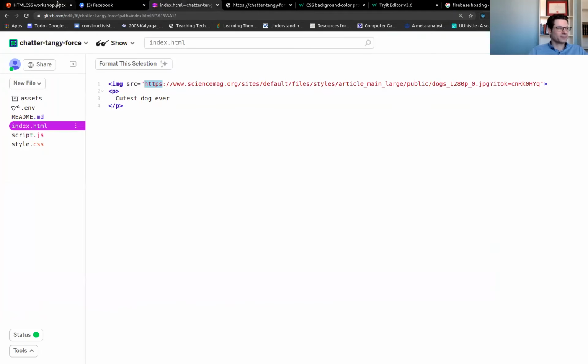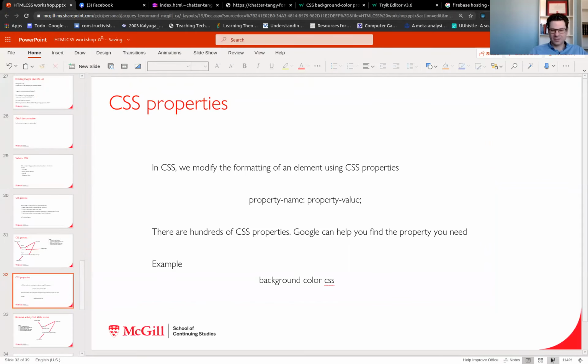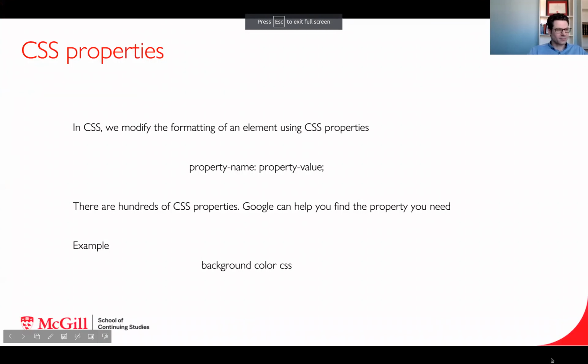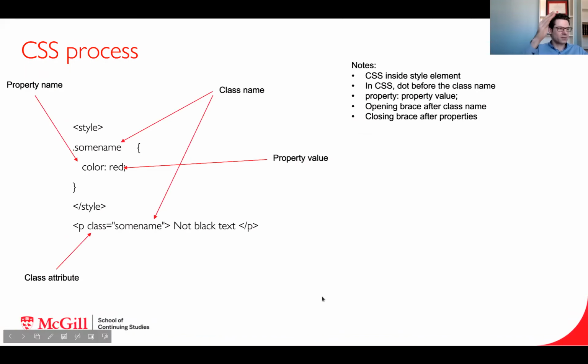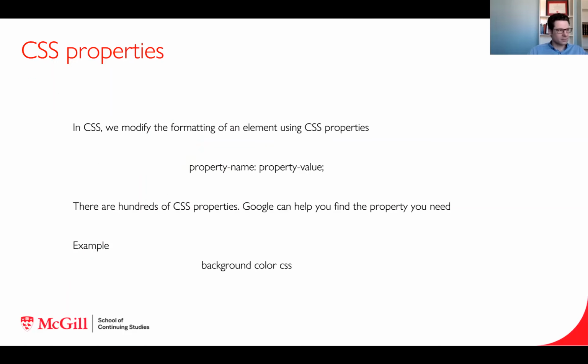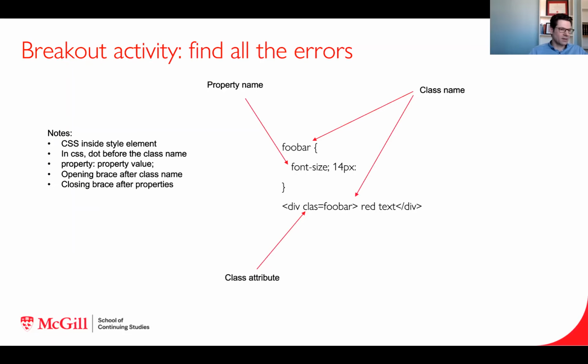Where was I? I got lost in my gray. Property name, colon, property value. Color, colon, red. Don't forget the semicolon at the end. Font size, oh. There are a ton of errors here.